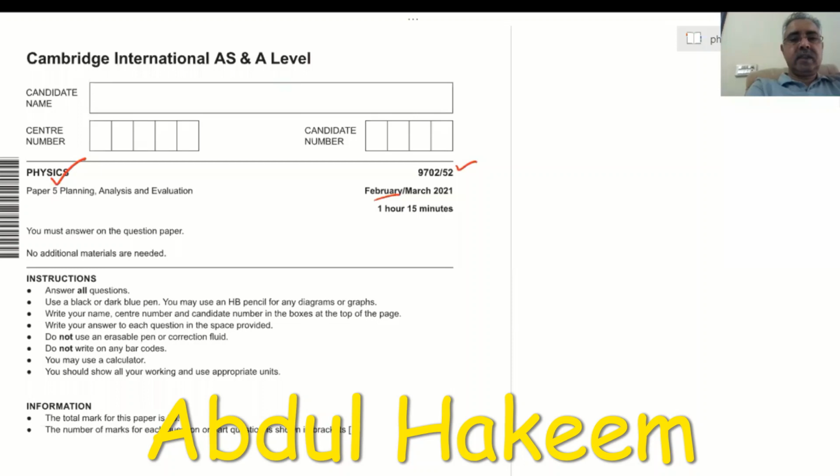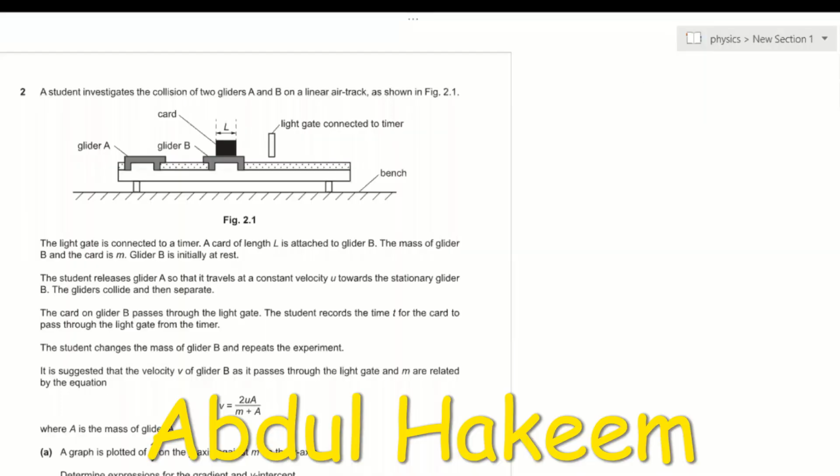Okay, this is another paper, paper 5, February-March 2021, variant 5.2. So we have to attempt question number 2 now. The question is, a student investigates the collision of two gliders A and B on a linear air track.